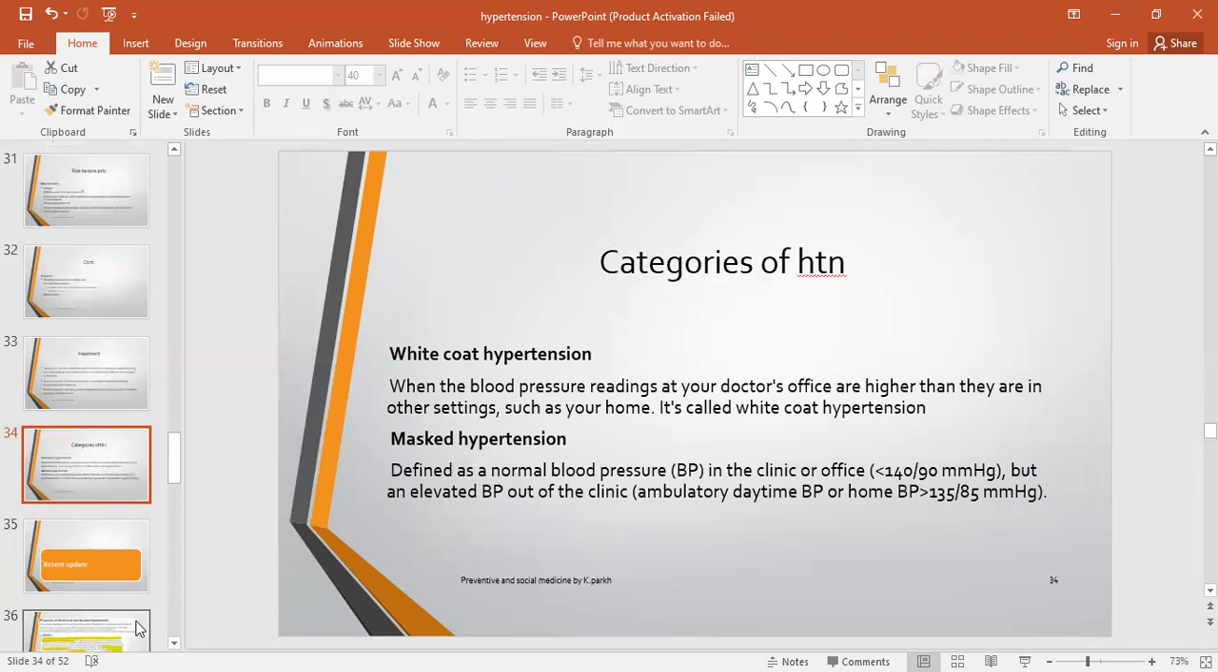There are some other categories of hypertension, white coat hypertension and masked hypertension. When the blood pressure readings at your doctor's office are higher than in other settings, such as your home, it is called white coat hypertension. And masked hypertension is defined as when blood pressure in the clinic or office is less than 140 over 90, but elevated out of the clinic. This is called masked hypertension.